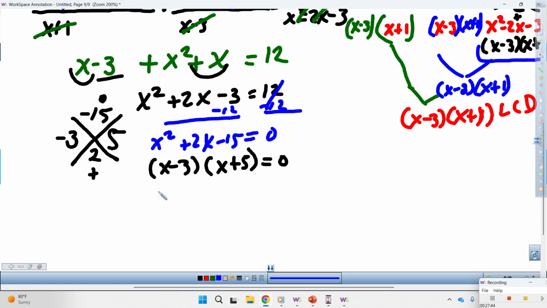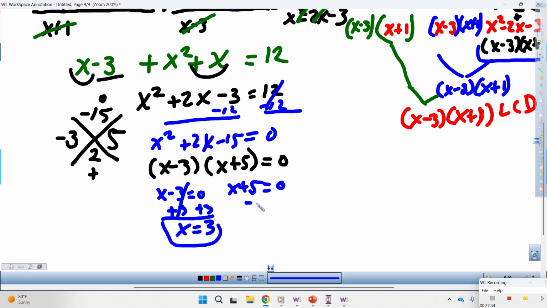From there we set each one equal to 0 and solve. Plus 3, x equals 3. Minus 5, minus 5, x equals negative 5. These are my solutions.